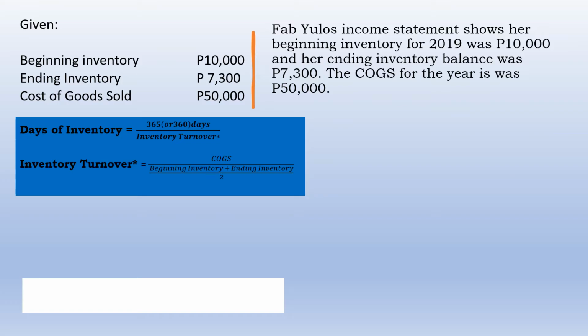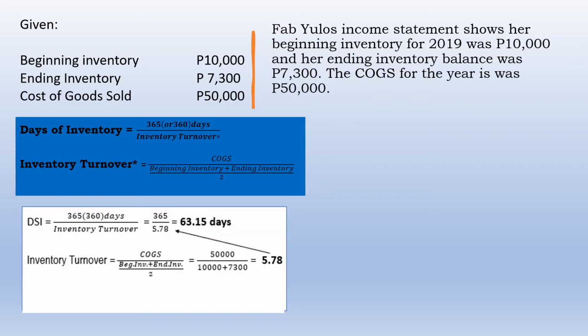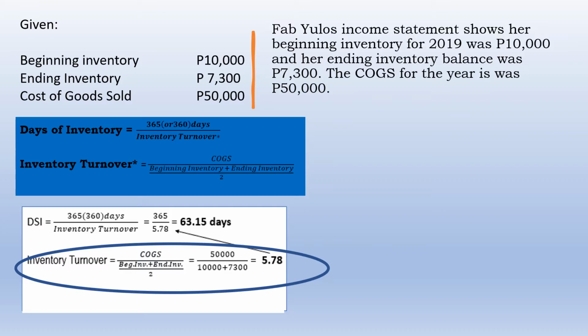Let us compute first using this formula, where we need to compute the inventory turnover first. Let us compute for the inventory turnover: cost of goods sold divided by the sum of beginning and ending inventory divided by 2, and that will be 50,000 divided by (10,000 plus 7,300) divided by 2, and that will be 5.78.